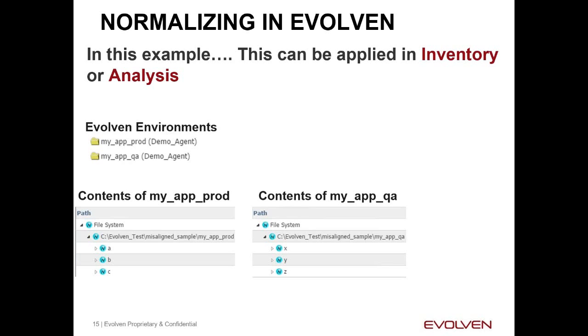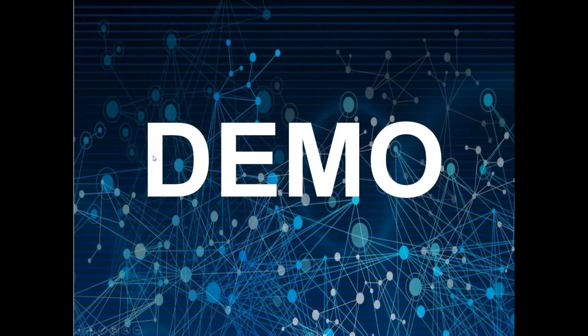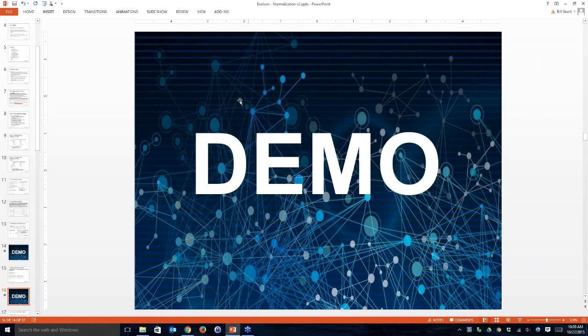But there could be a situation where at a lower level these things are within the configuration. Meaning here I have a tree that has A, B, and C at the lower level within prod, and I have X, Y, and Z at the lower level within my app QA. So let's go take a look at that particular example.